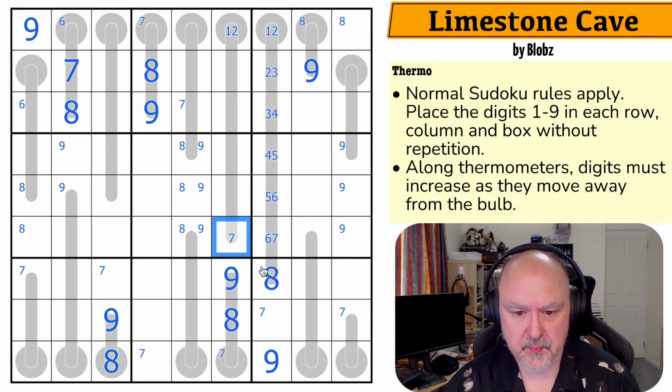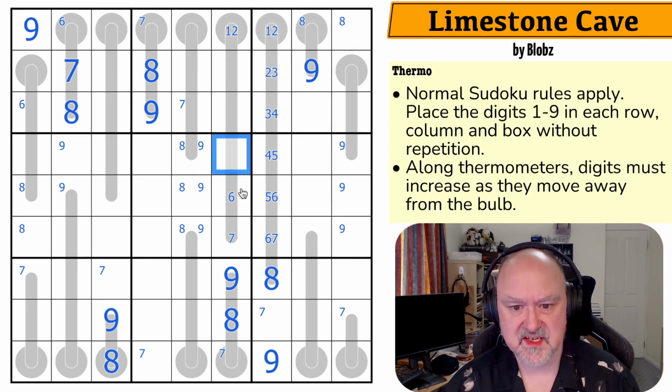The maximum I can put there is 7. The maximum I can put there is 6. The maximum I can put there is 5. The maximum I can put there is 4. The maximum I can put there is 3. So this is 1, 2. This is 2, 3. 3, 4, 4, 5, 5, 6, and 6, 7. So these are now pointing pairs.